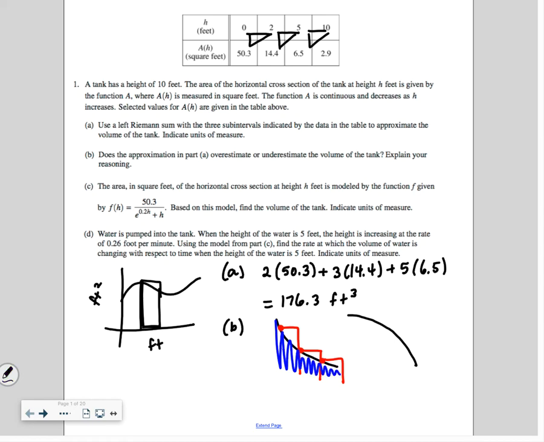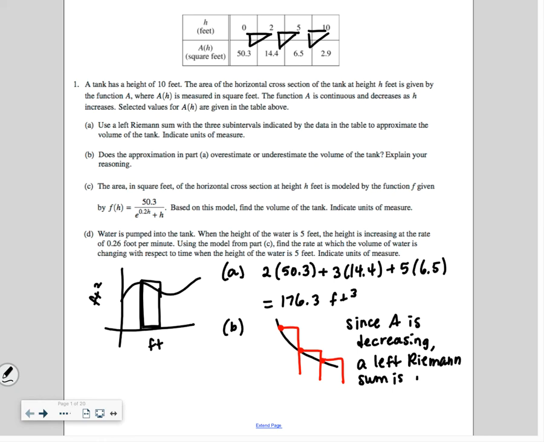So let's see, even if our concavity is concave down, is that still an overestimate? Yeah, it would be an overestimate for that as well. So really, if you're talking about an underestimate or overestimate for an area, you want to talk about whether it's increasing or decreasing. So we can say something like, since A is decreasing, a left Riemann sum is an overestimate.